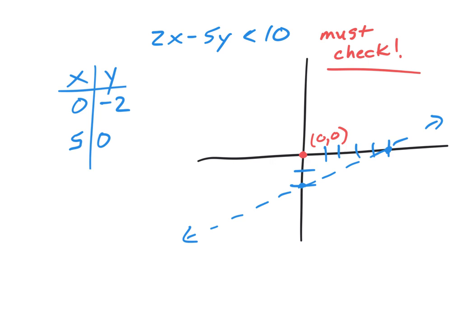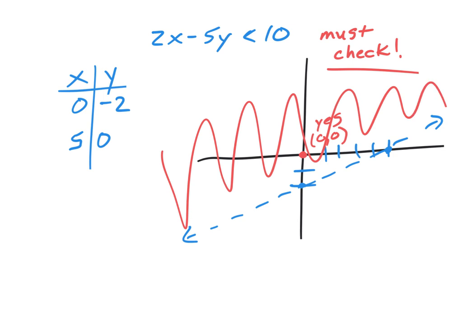But we're just picking a point. Any ordered pair will work. Any ordered pair you want to use. But my go-to is always 0, 0 because it's so easy to plug in 0, 0, right? 2 times 0 is 0. 5 times 0 is 0. 0 minus 0, still 0. That's why it's so easy. Is 0 less than 10? Yeah. So this works. So this would be the side that I want to shade.